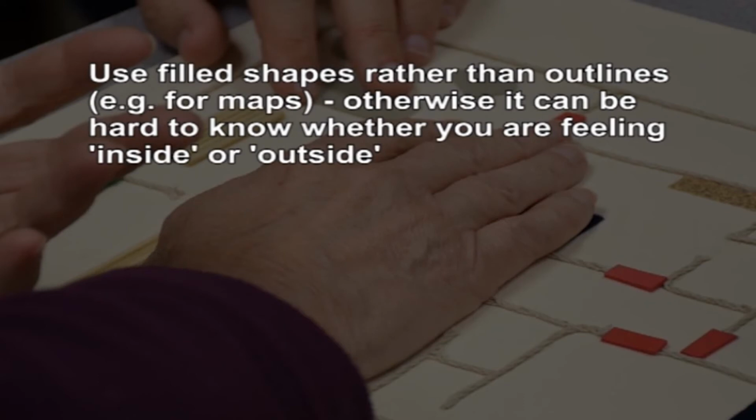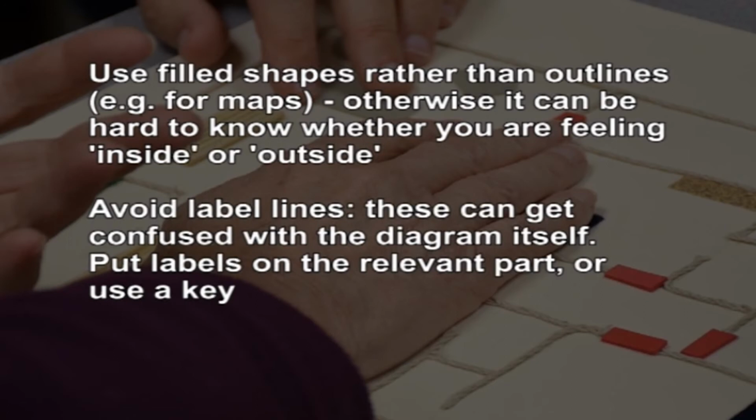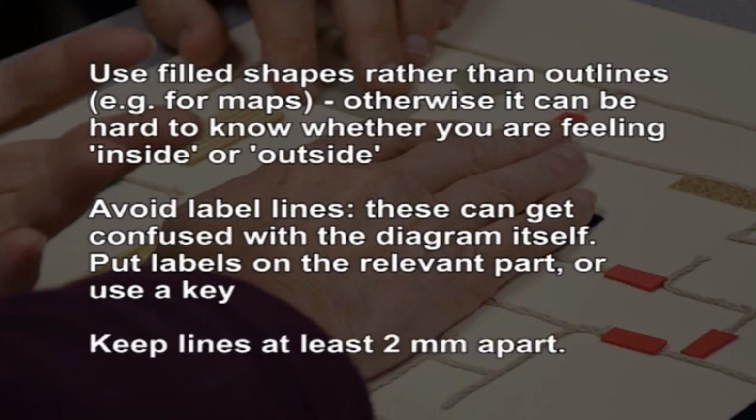Use filled shapes rather than outlines. For example, for maps, otherwise it can be hard to know whether you are feeling inside or outside. Avoid label lines, as these can get confused with the diagram itself. Put labels on the relevant part or use a key. Keep lines at least 2 mm apart.